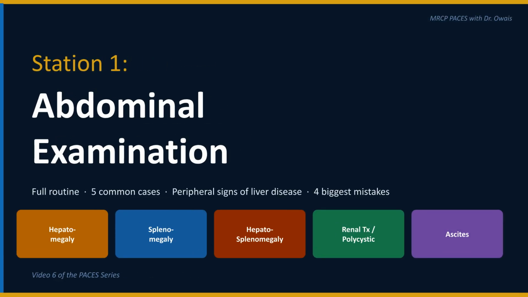This is Dr. Owais. The abdominal station is one of the most rewarding in PACES, because the cases are consistent, the signs are reproducible, and the examination follows a logical sequence that, once mastered, becomes completely automatic. In this video: the full abdominal examination routine step by step, the 5 most common cases: hepatomegaly, splenomegaly, hepatosplenomegaly, renal transplant and polycystic kidneys, and ascites. How to present your findings with a unifying diagnosis and a detailed breakdown of all 4 mistakes.